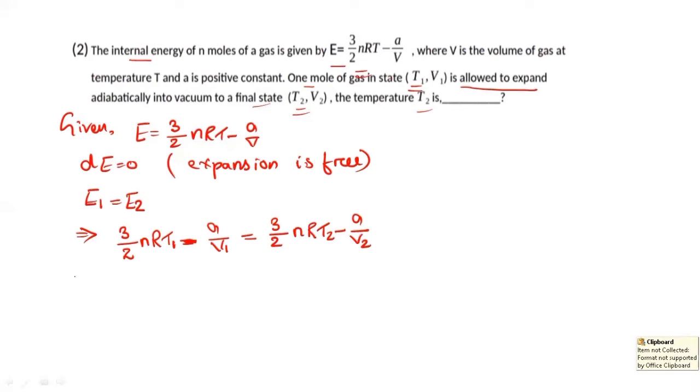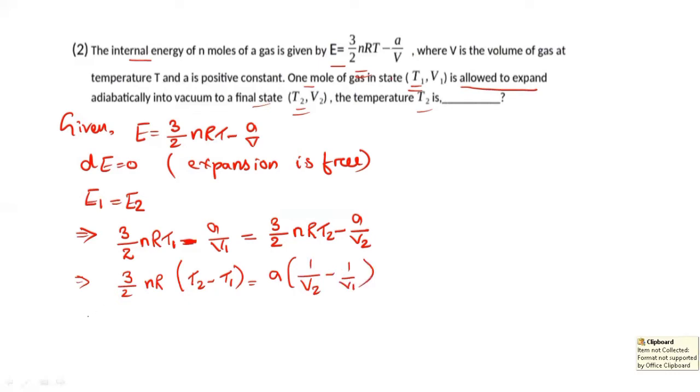Now, if we solve this equation, we will get T2. So we will take 3 by 2 R common from this term and this term, and take this term to the right hand side. We will have T2 minus T1. In the second term, we can take A common. This time we bring this A by V2 to the left hand side, so we will have 1 by V2 minus 1 by V1.